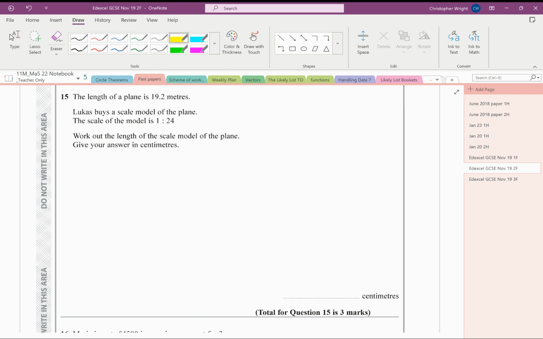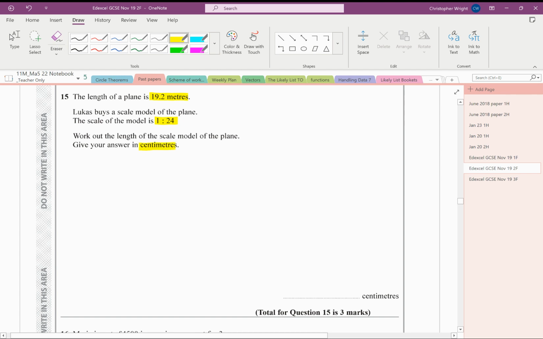Question 15. The length of a plane is 19.2 metres. So I think that's quite long, isn't it? 19.2 metres. Lucas buys a scale model of the plane. The scale of the model is 1 to 24. Work out the length of the scale model of the plane. Give your answer in centimetres.